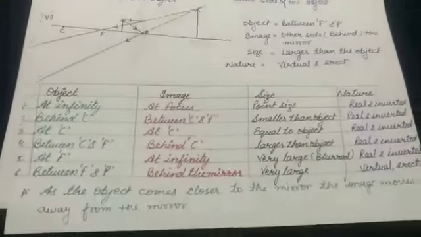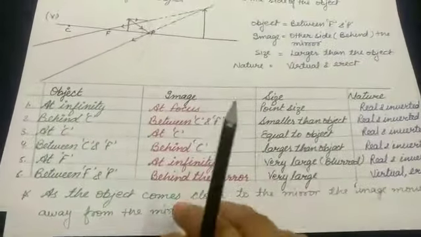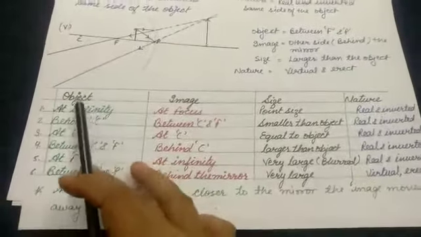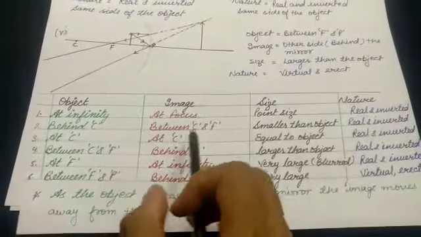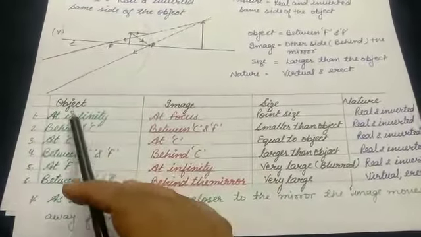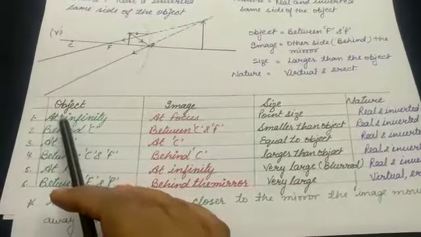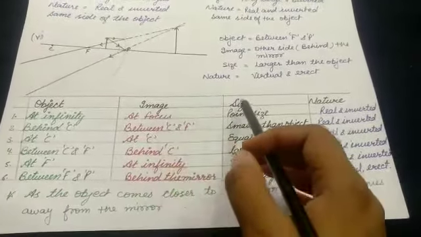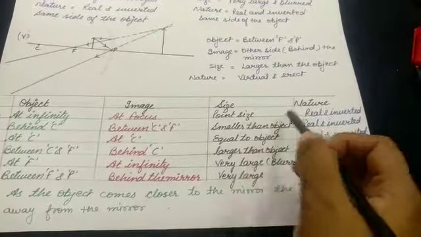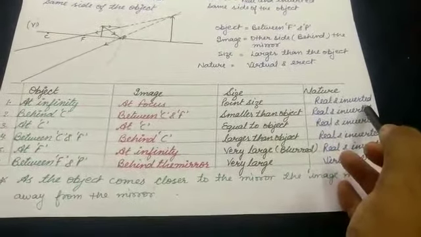Okay, so here I have tabulated all the information which we have seen through the diagrams. See, as the object is coming closer to the mirror, the image is moving away from the mirror. Okay, so in the first case we have seen the object was at infinity, the image was formed at focus, the size of the image was point size, and the nature was real and inverted.